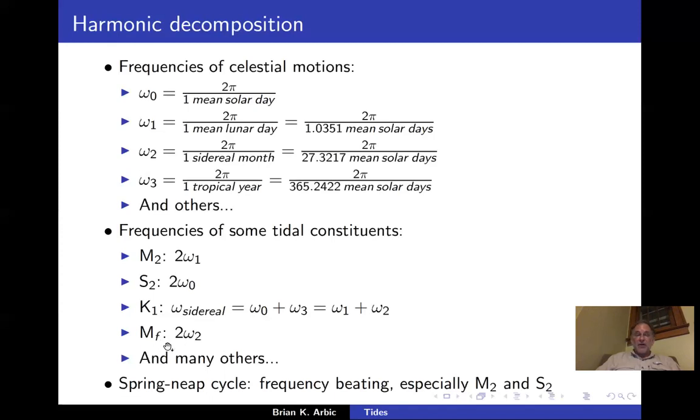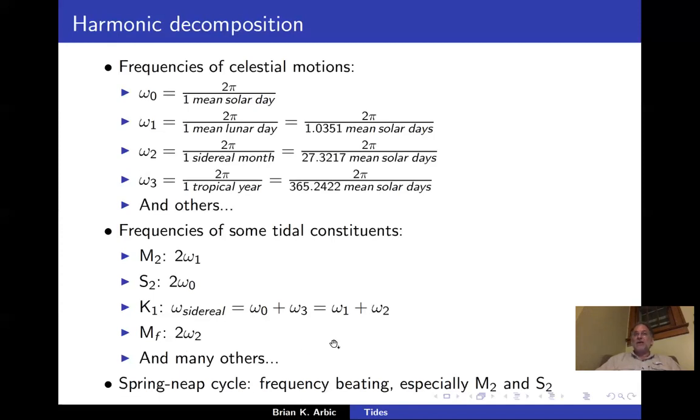And then the fortnightly tide is twice per month, 2 omega 2. And there are many others. There's actually hundreds of tidal lines. And so another way to understand the spring-neap cycle, aside from that syzygy diagram I showed earlier, is that it's a frequency beating phenomenon.